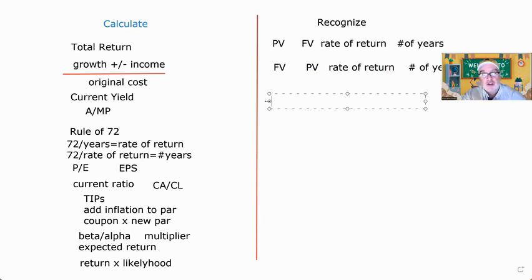So first of all, present value is what? Before I move on, present value is what you would have to invest now to get to a certain future value given a certain return. And future value is what an investment now would become at a certain return.